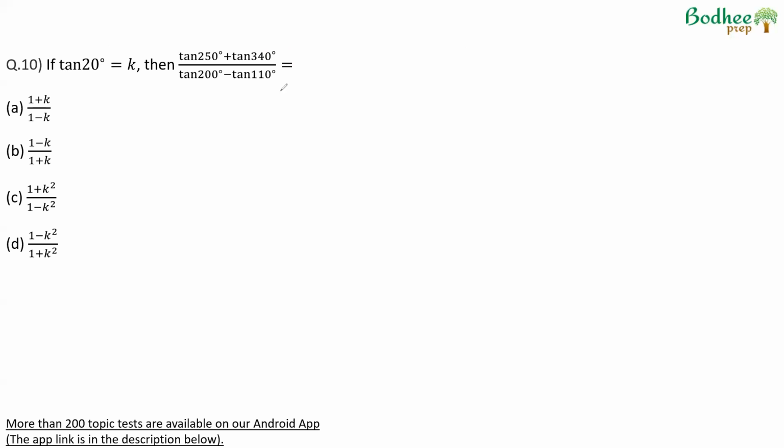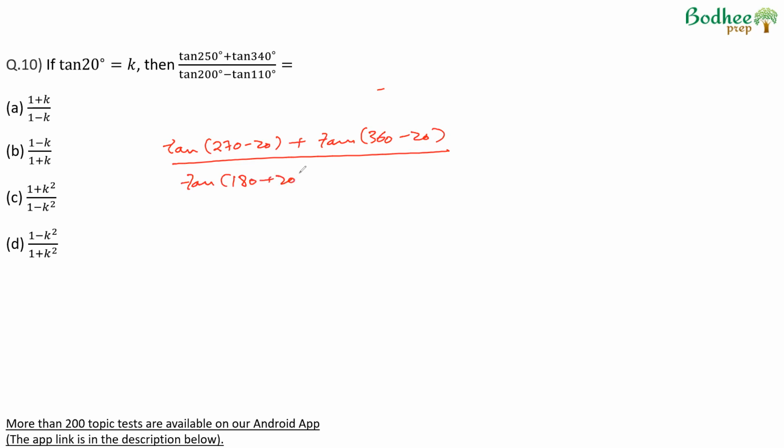Tan 20 is k. We have to find the value of tan 250 plus tan 340 upon tan 200 minus tan 110. Tan 250 can be written as tan of 270 minus 20. Tan 340 is tan of 360 minus 20, upon tan 200, which is tan of 180 plus 20, minus tan 110, which is 90 plus 20.